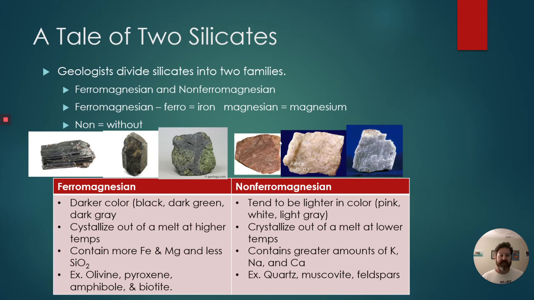The non-ferromagnesians, we've got orthoclase, albite, and oligoclase. They tend to be lighter in color: pink, white, light gray. They crystallize out at a lower temp. And as I said before, they contain more potassium, sodium, and calcium.